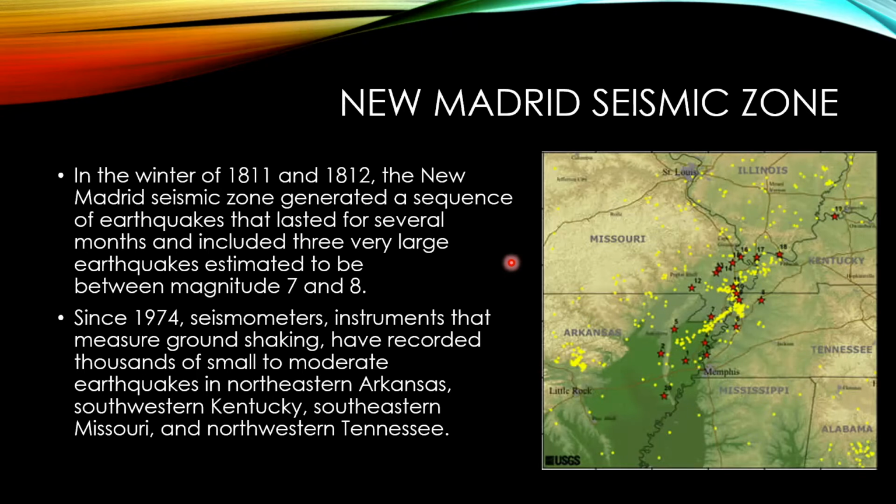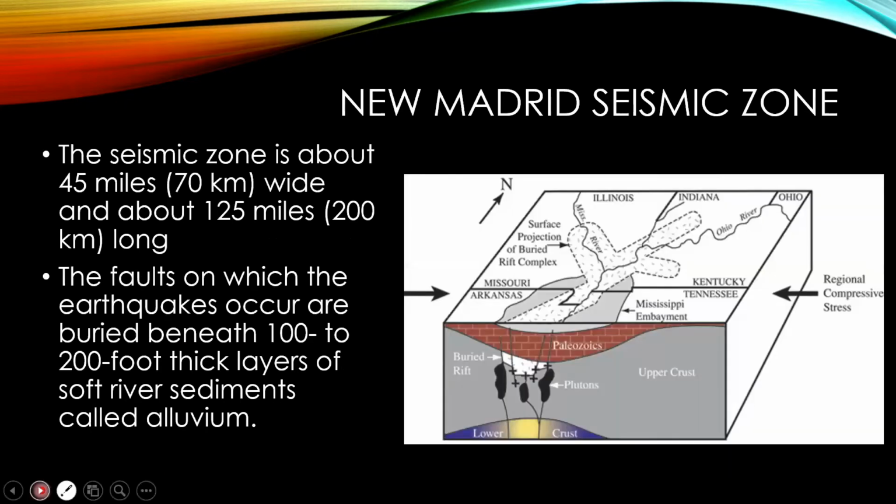These are instruments that actually measure the ground shaking. And they've recorded thousands of small to moderate earthquakes in northeastern Arkansas, southwestern Kentucky, southeastern Missouri, and northwestern Tennessee. And that's what's indicated on this map here. So what's happening here? The seismic zone here is about 45 miles wide and about 125 miles long.